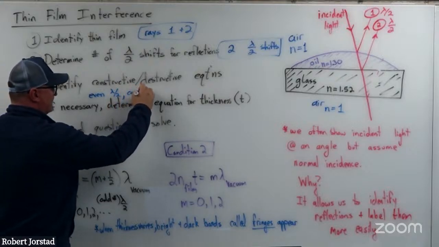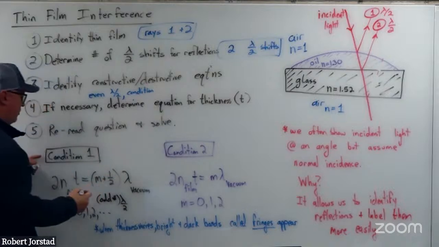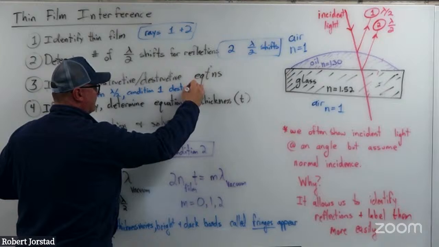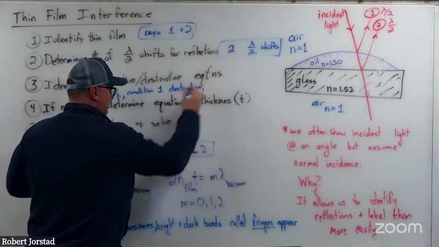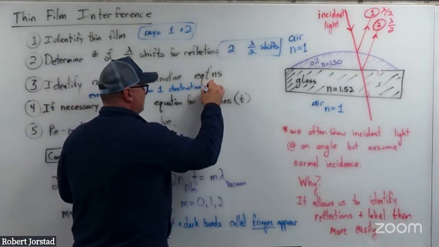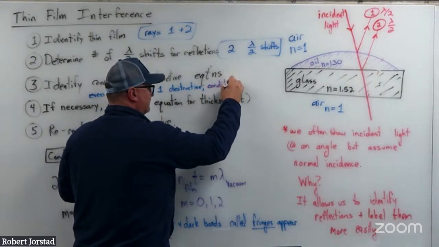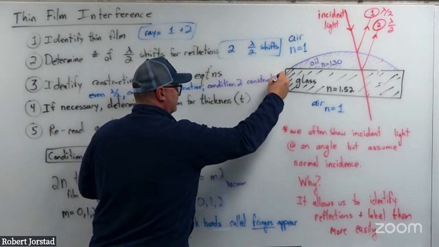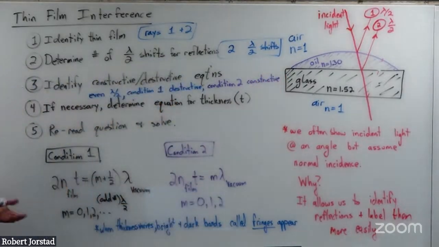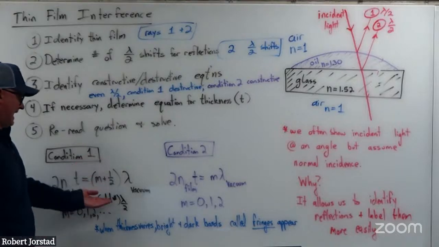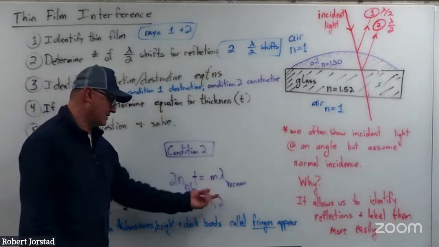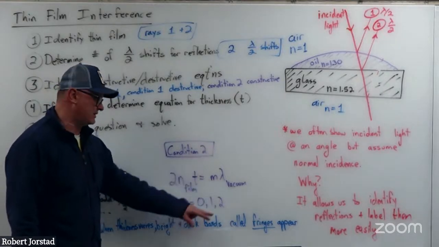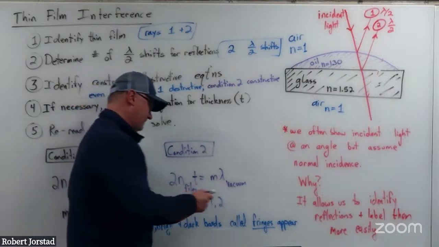we would say condition 1 is destructive and condition 2 is constructive. Again, look, this is basically an odd number of half wavelengths. This is essentially an even number of half wavelengths. 1 lambda is 2 lambda over 2. 2 lambda is 4 lambda over 2.